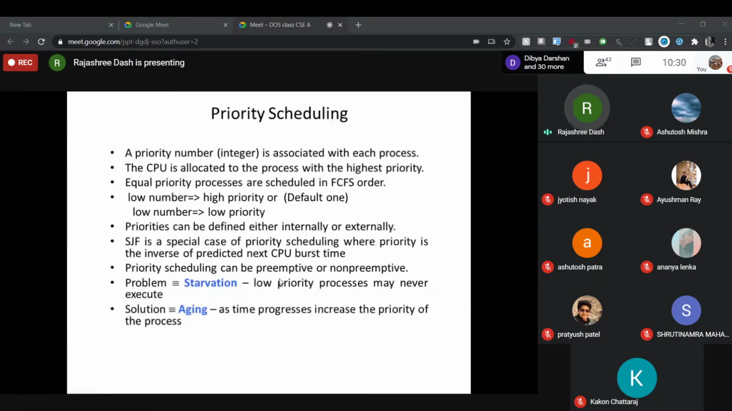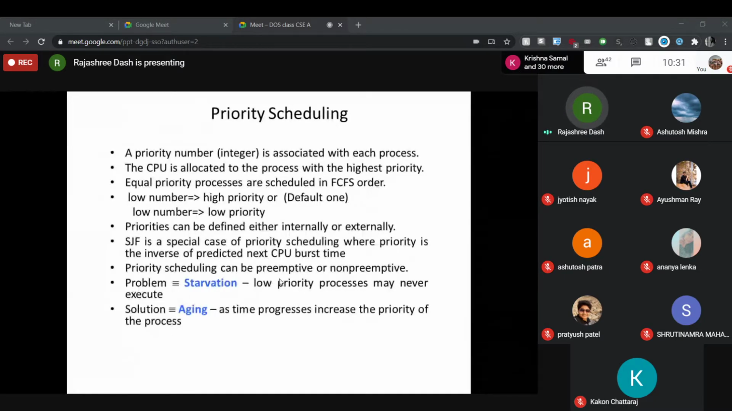Up to now we have discussed two types of scheduling. One is first come first serve scheduling. Second one is SJF. First come first serve is purely non-preemptive. SJF may be preemptive or non-preemptive. If it is not specified whether preemptive or non-preemptive, then by default you assume SJF means non-preemptive. Okay. The preemptive SJF is also known as SRTF.